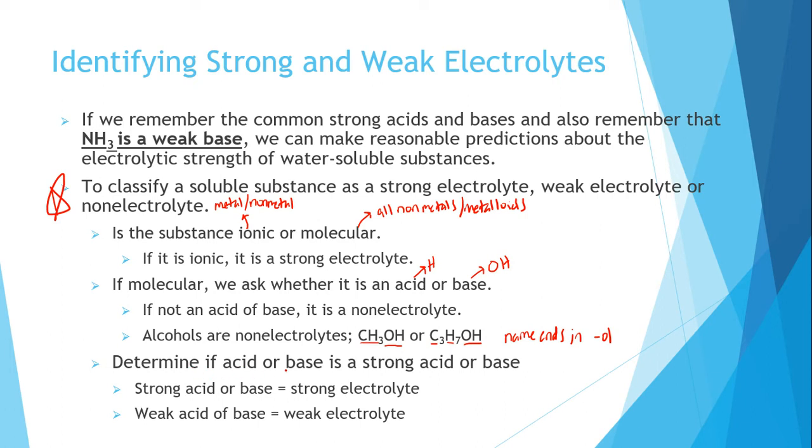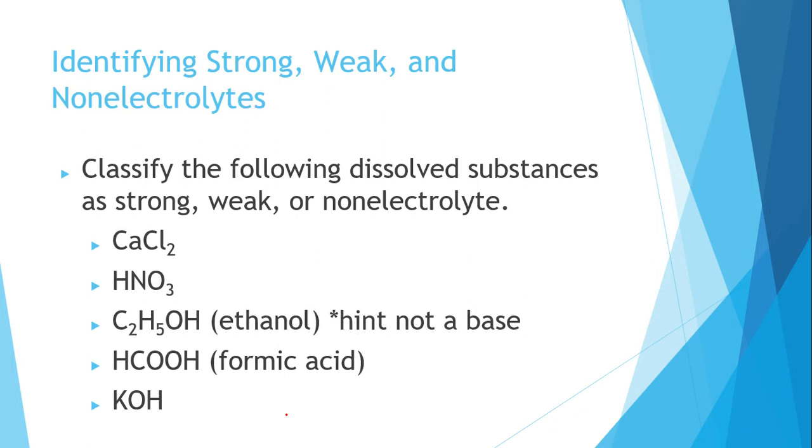If you said it was an acid or a base, you have to determine if it's a strong acid or base. If it's a strong acid or base, it's going to be a strong electrolyte. But if it's not on that strong acid list or base list, it's going to be a weak electrolyte. So you can go through these series of steps to determine how to classify it. Let's actually do a couple practices with this. We're going to look at the following molecules and we're going to classify them as strong, weak, or non-electrolyte.